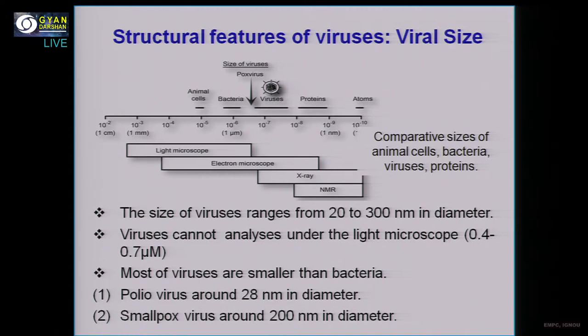Polio virus is around 20 nanometers in diameter. Another, the smallpox virus, is around 200 nanometers in diameter. So you can see the size of the different viruses: polio around 20 nanometers and smallpox around 200 nanometers.